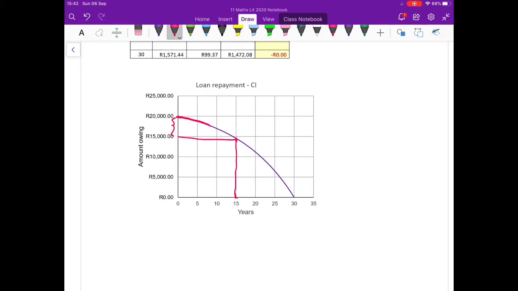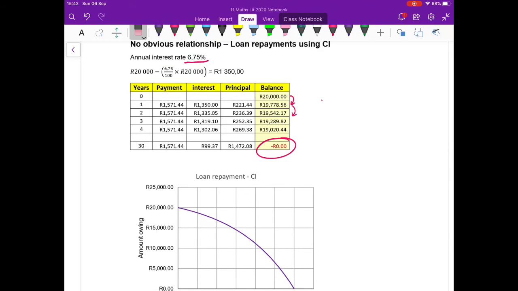So the last 15 years is where the bulk of the repayment comes off until you get to a balance of 0. So that is what a loan repayment graph would look like, and it looks like this because you are decreasing at a percentage of 6.75 per annum. Sorry, yes, you're decreasing, but you are adding 6.75% interest every year.